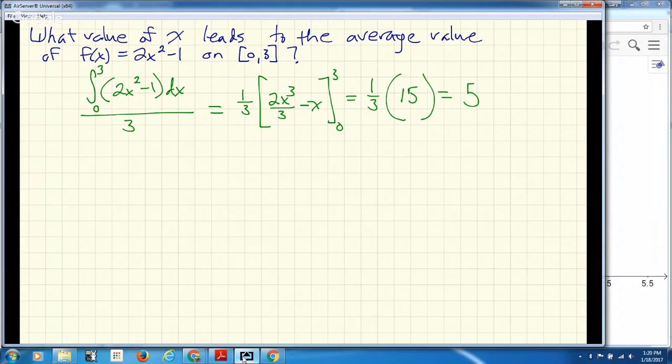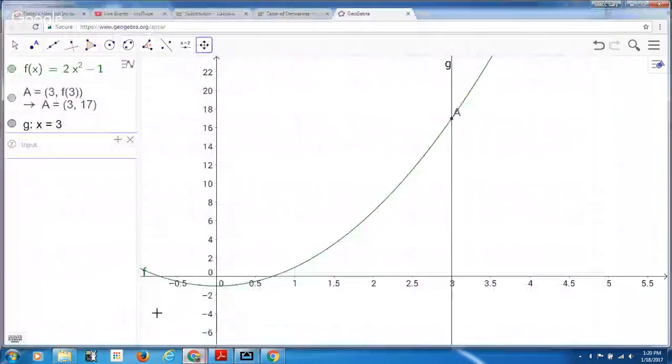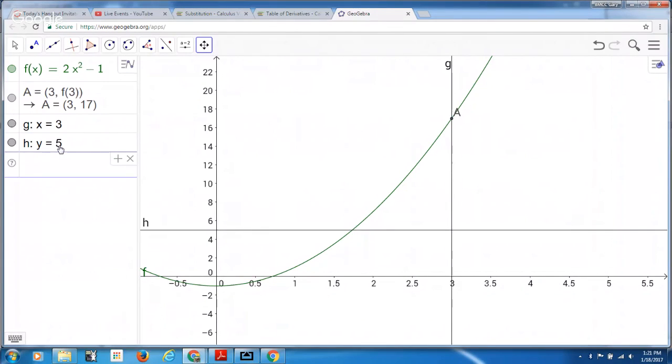All right, so next thing to consider is which x value will give us 5. Okay. So that's a pretty straightforward problem for GeoGebra. We could just say, hey, what if y equals 5? Y equals 5, there we go. That's the average value of this function. Notice it is steeper here, shallower there. And we want to know what x value goes with that. So we can see here it's somewhere between 1.5 and 2.